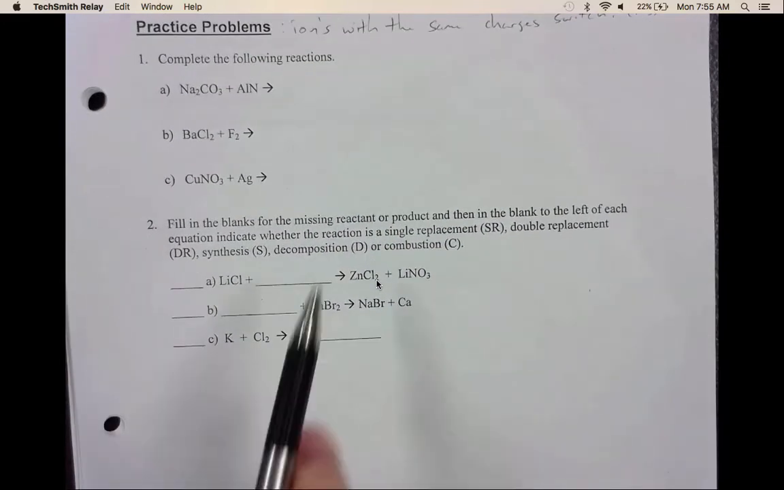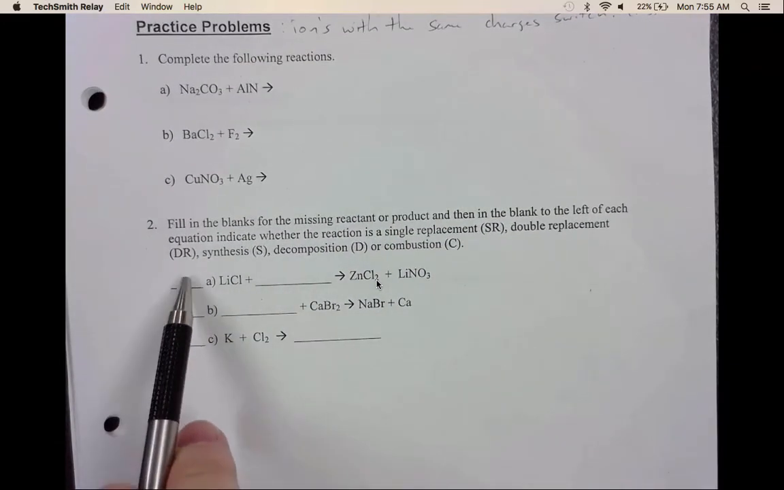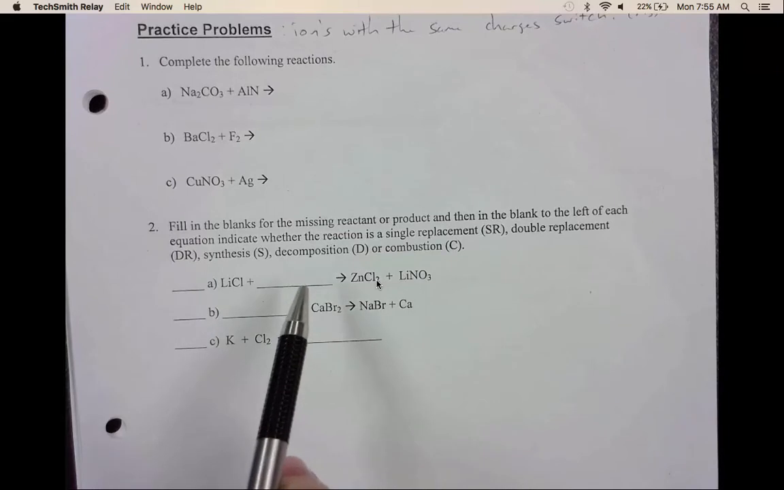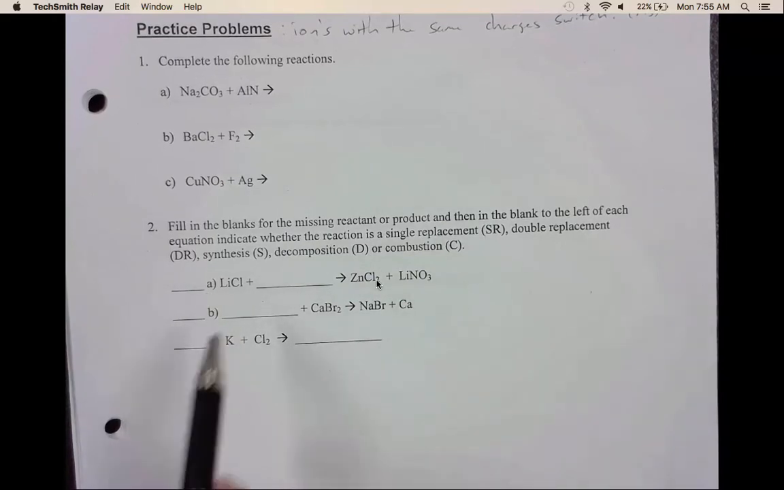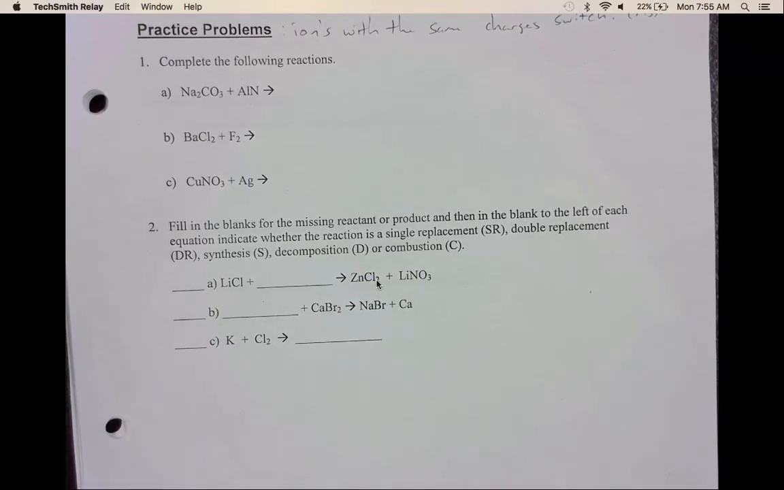And then lastly, question 2 is fill in the blank. You start off by identifying the reaction and then follow the appropriate steps, whether it's single replacement, double replacement, combustion, synthesis, or decomposition, to fill in A, B, and C for question 2 on the practice problems.